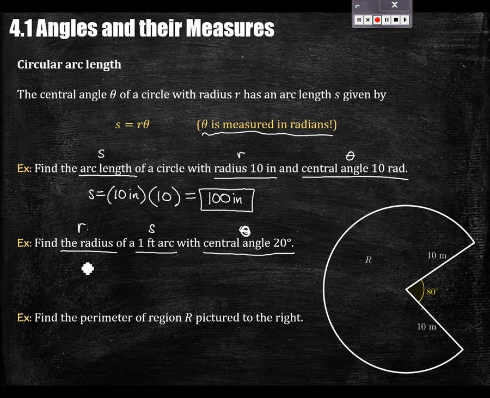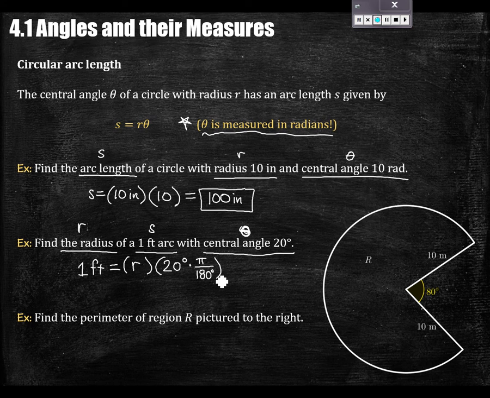S is 1 foot. By the way, I'm always carrying the units with me in all these calculations today and tomorrow and the next day, because we're going to have a continuing conversation about units. We just want to be really careful about it. R we don't know, but we will soon. And then 20 degrees, which needs to be in radians. So let's convert that. It's pi over 9 radians. I can do it right in the middle of my calculation.